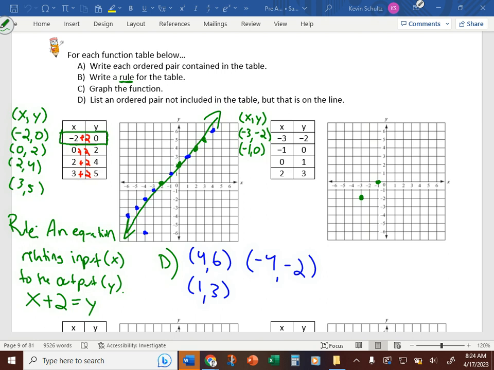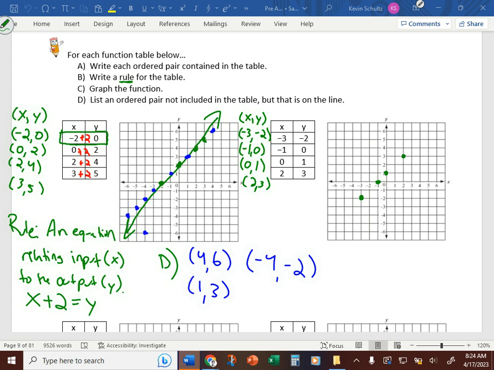Next one, 0, 1. Go ahead and plot that. Try and get it in the right position. 0, 1. 0 on x, 1 on y. There it is there. And last but not least, 2, 3. 2 on x, 3 on y. Where's that one going to be? 2 on x, 3 on y. Right up here.